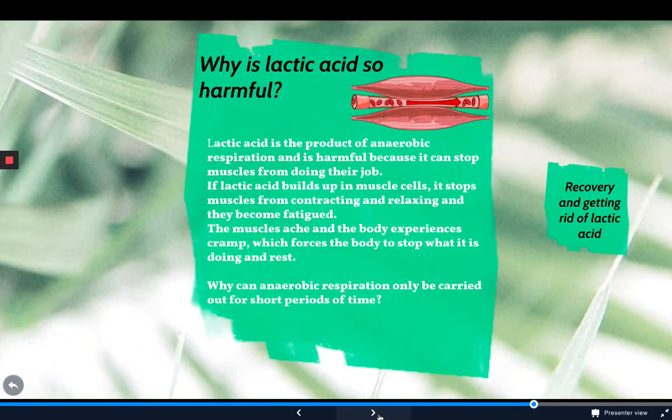Lactic acid is the product of anaerobic respiration, as we learned, and it's harmful because it can stop muscles from doing their job. If lactic acid builds up in muscle cells, it stops muscles from contracting and relaxing, and they become fatigued. That is the reason why, while we are exercising, we get muscle cramps and our muscles are aching. The muscle aches and the body experiences cramp, which forces the body to stop what it is doing and rest. Why can anaerobic respiration only be carried out for a short period of time?